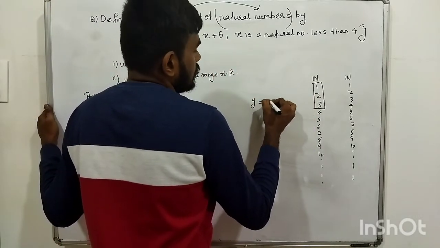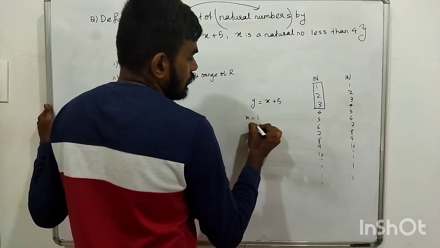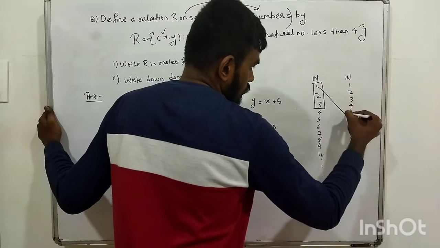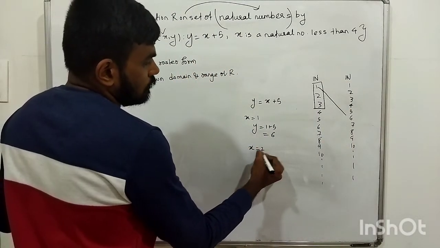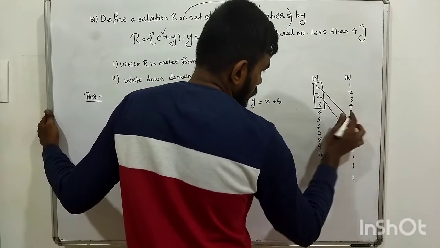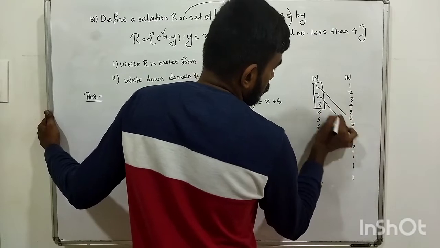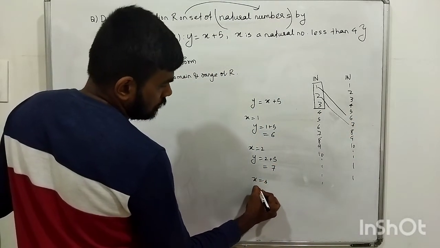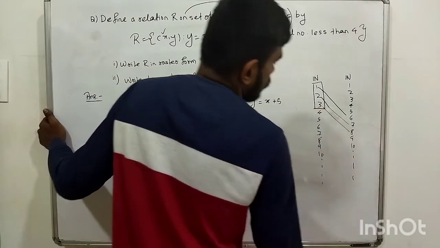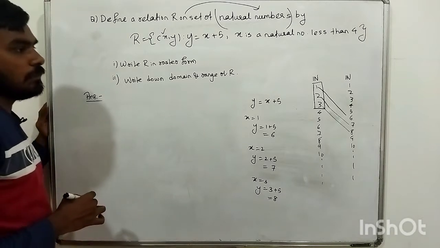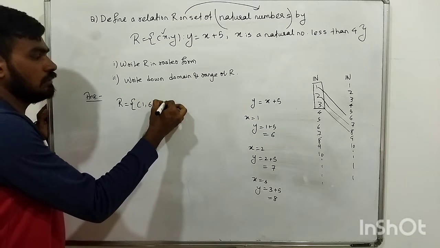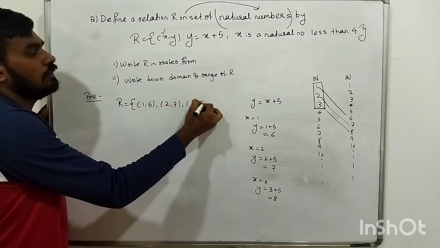Now, next we will check. See, y is equal to x plus 5. So if x is equal to 1, y is equal to 1 plus 5, which is 6. So obviously 6 is there. X is equal to 2, y is equal to 2 plus 5, which is 7. 7 is there. And x is equal to 3, y is equal to 3 plus 5, which is 8. So 8 is there. So (1, 6), (2, 7), (3, 8). So these are the elements.